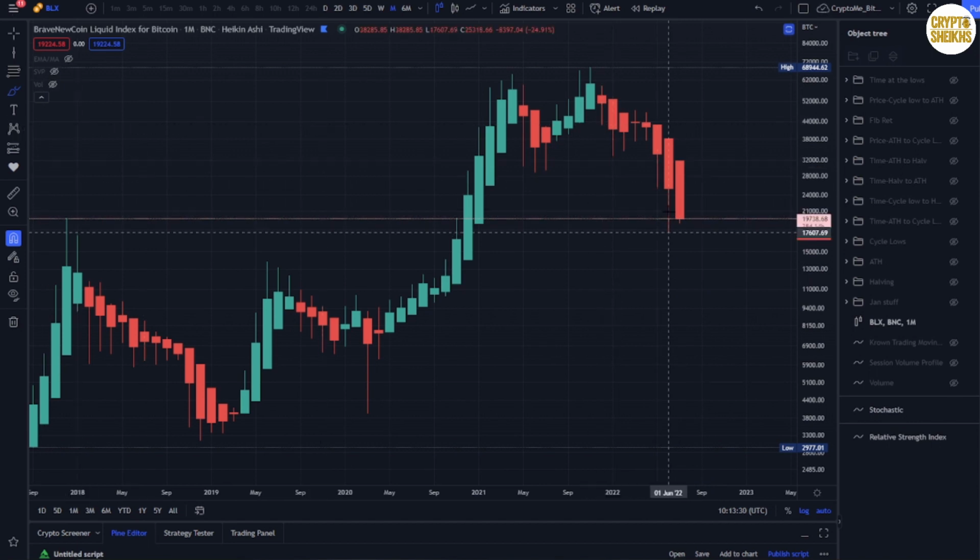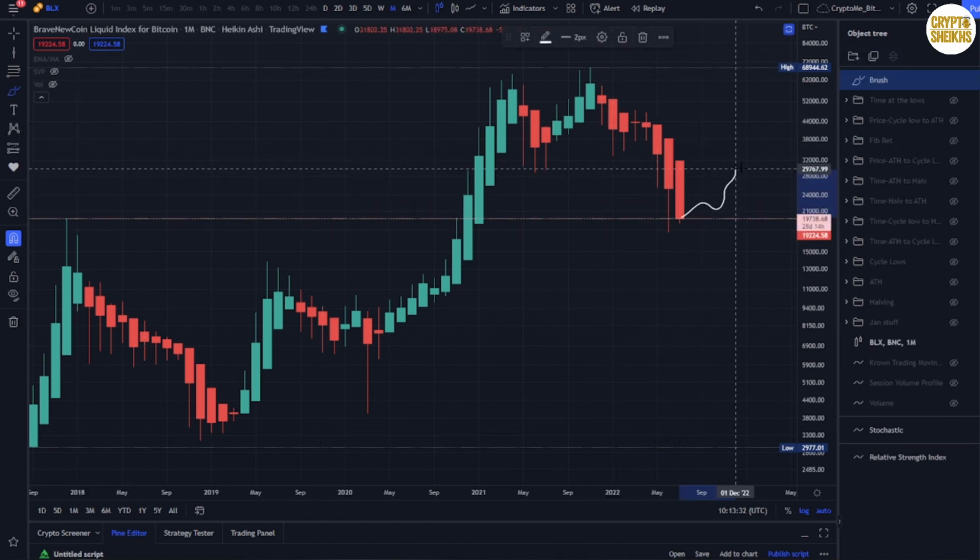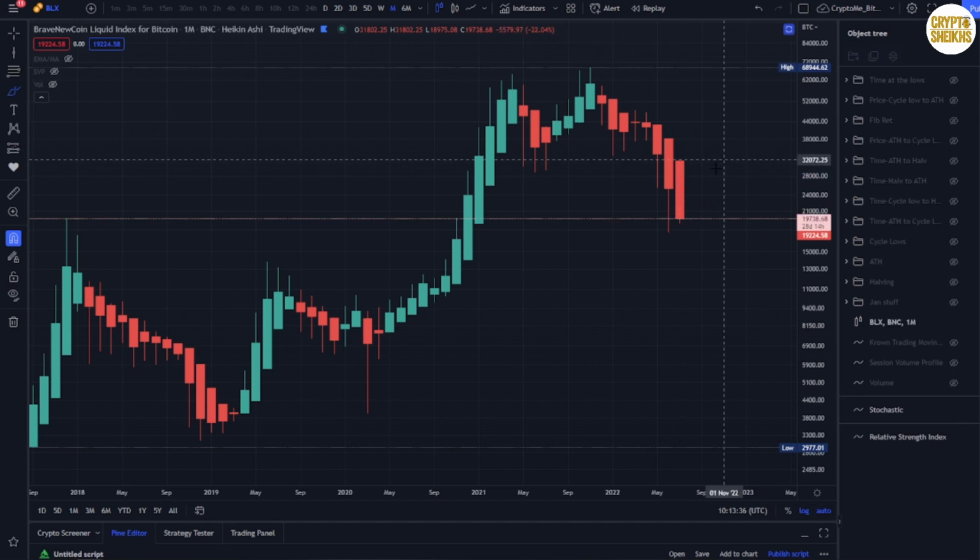Bitcoin can simply range here or have another push to maybe 30,000 and then dump. So I'm even expecting some kind of push up soon. But we're talking months to come. We're not talking tomorrow or next week.